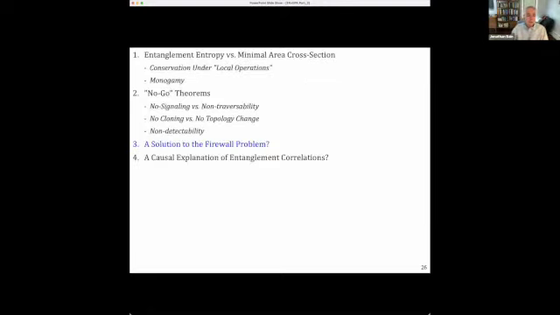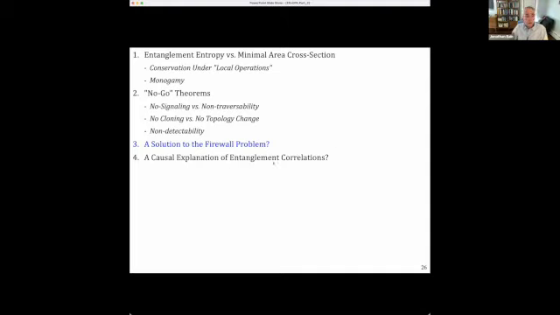So far, three examples of no-go theorems that seem to be similar in the context of entanglement and in the context of wormholes, and some potential reasons to be concerned with all three of these examples. So now I'd like to move on to the third part of the lecture.